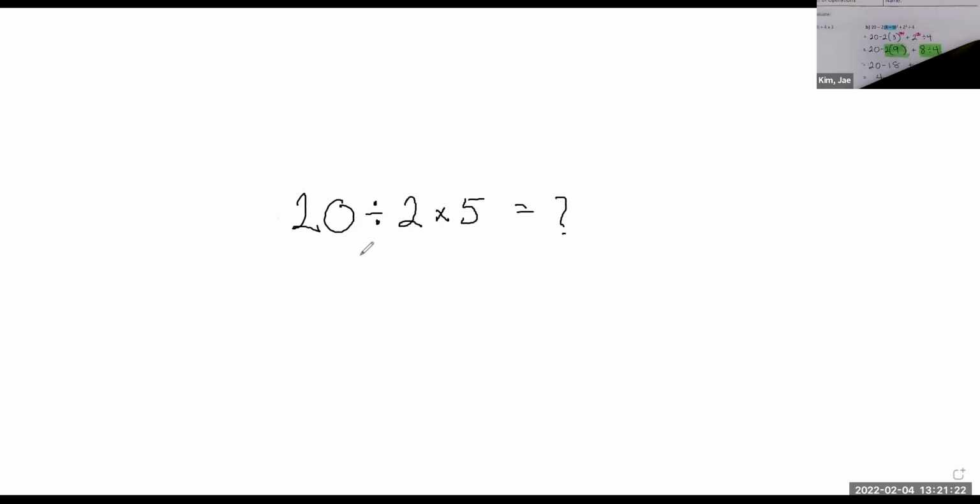20 divided by 2 is a 10. 10 times 5 is 50. But what if I do this first? That's a 10. So 20 divided by 10 is a 2, times 10, it's a 20. Which one's the right answer?